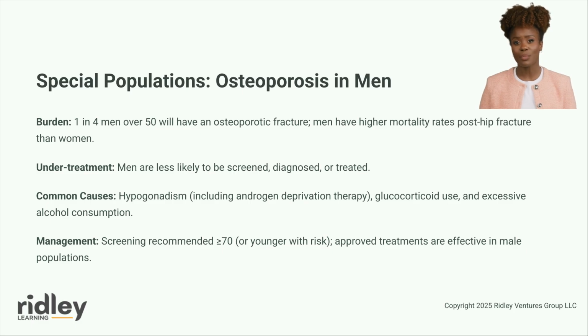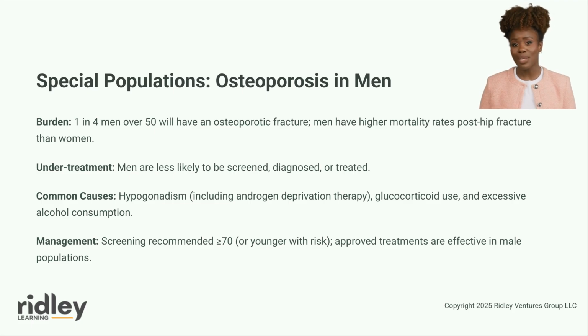Screening recommendations for men are less well established than for women. However, most professional organizations recommend DXA screening for men at age 70 or older, as well as younger men with clinical risk factors. Treatment approaches for osteoporosis in men parallel those in women. Bisphosphonates, denosumab, and anabolic agents are all approved and demonstrated effective in male populations.